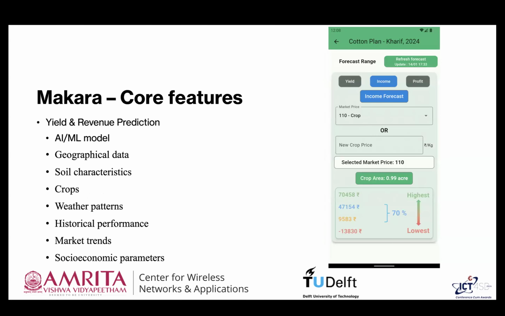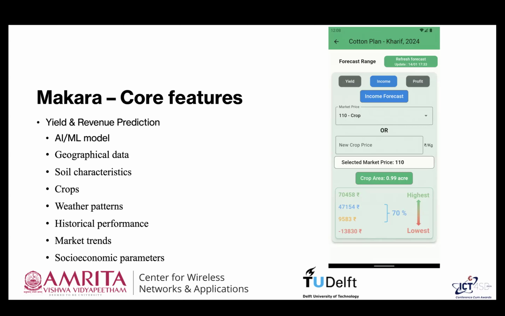And the most important one, which has the AI/ML technology included, gives them yield and revenue prediction based on the geographical data, soil, crops, weather pattern, historical performance, and market trends. And not only that, socio-economic parameters are also used. So this way they can get to know how much yield they will get.